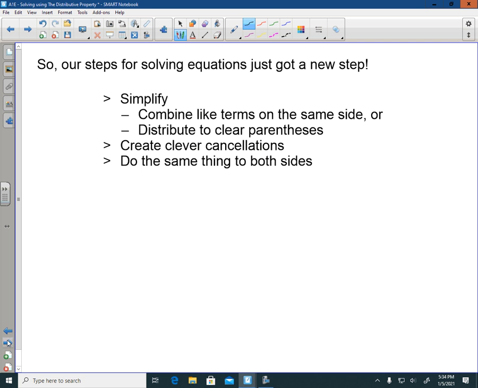So when we are thinking about simplifying before going into solving, we're going to consider whether we're going to combine like terms on the same side, which we've been doing, or distribute to clear parentheses, which is what we just talked about. Then you'll go into creating clever cancellations and doing the same thing to both sides.